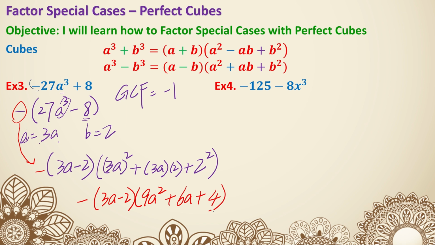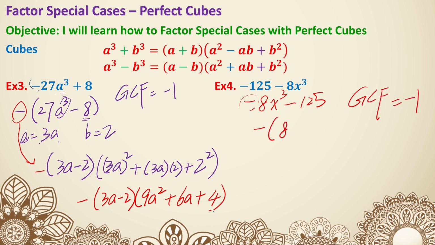Example 4. First, it is not in standard form, so let's move everything around. Negative 8x cubed minus 125. That means we're starting with a negative sign, so we have a GCF of negative 1. Check it out, we're left with 8x cubed plus 125. Now let's identify our a and our b. A is 2x, b is 5.